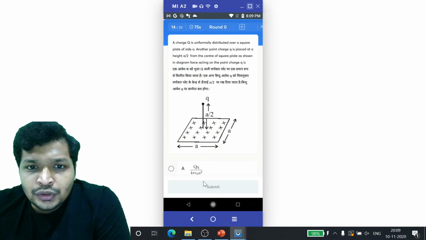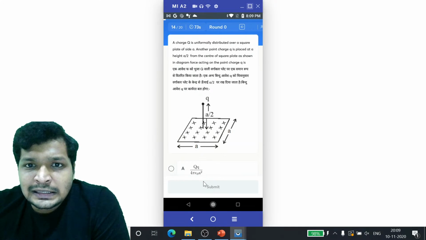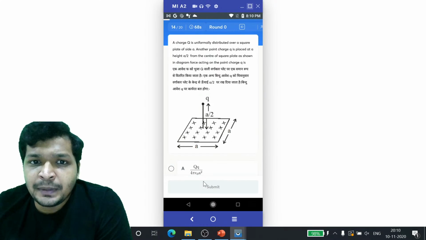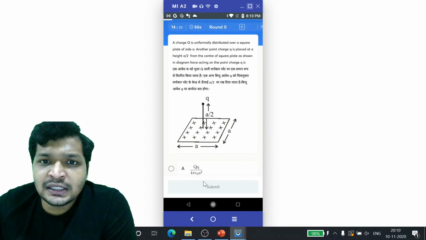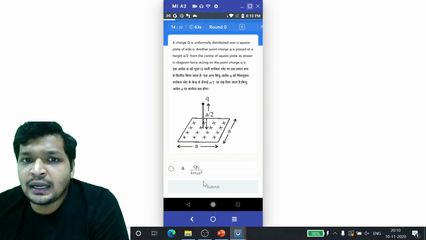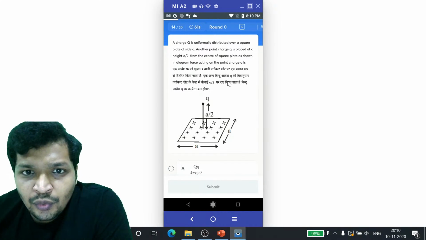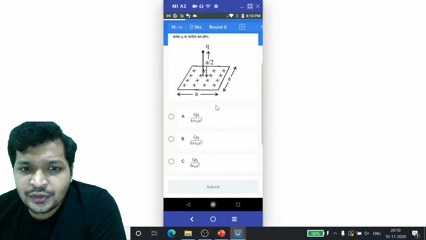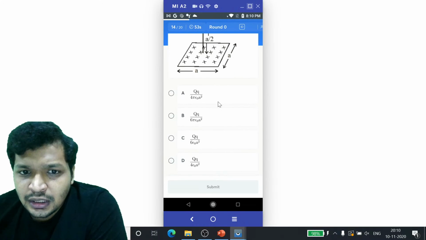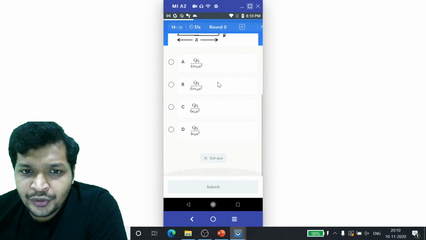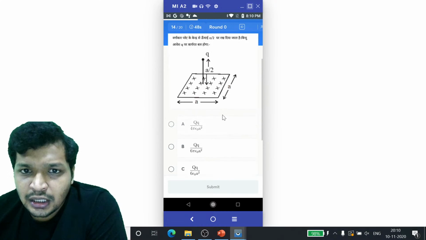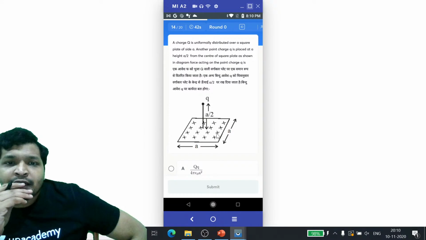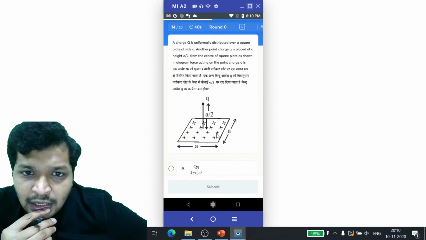A Q charge is uniformly distributed over a square plate of area A, and another point charge is placed at a height A by 2 from the center of the square plate as shown in the diagram. So what is the force acting on it? Simply, guys, don't put in much effort. Always do the thing that we used to do. How would you do this question? Go by Gauss law. Okay, it's not infinitely long, right? It's a constrained plate.